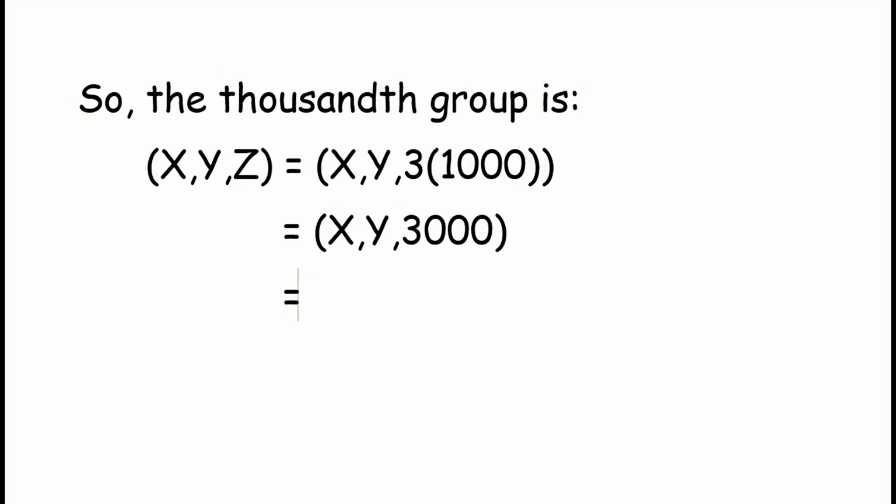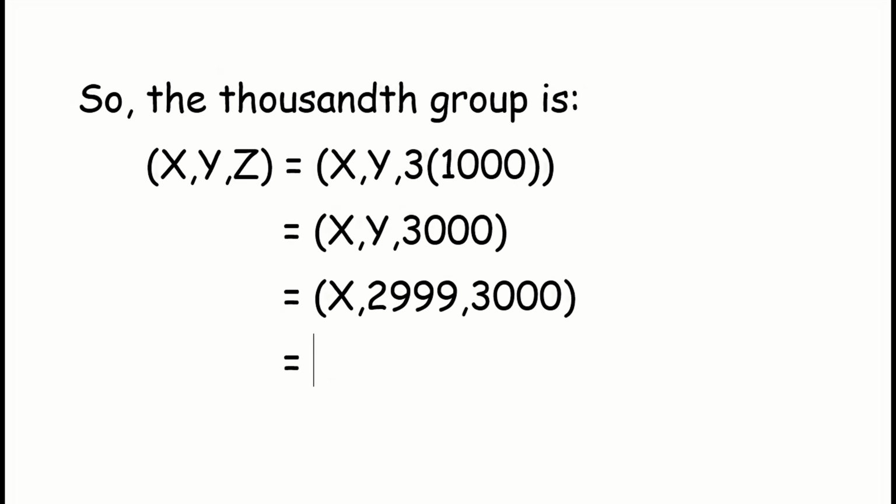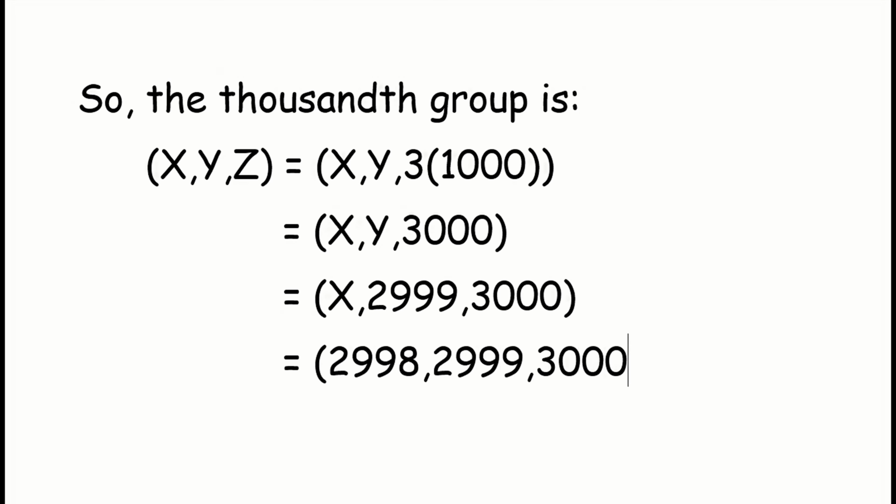Now we know that Y is 1 less than 3,000, so Y would be 2,999, and we know that X would be 1 less than Y, so X would be 2,998. So our 3 numbers are 2,998, 2,999, and 3,000.